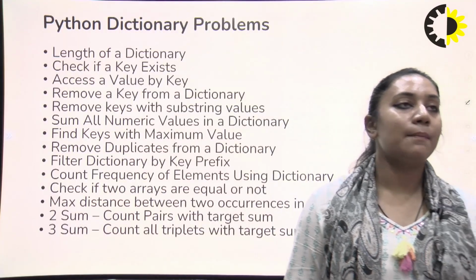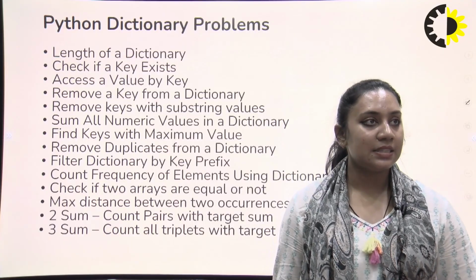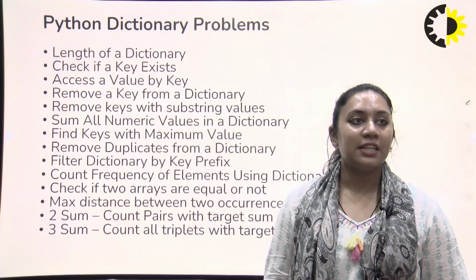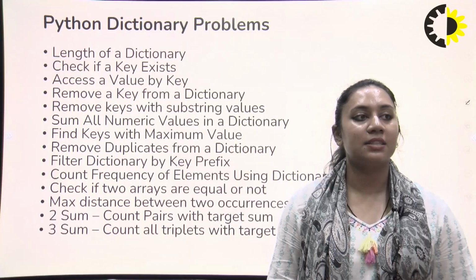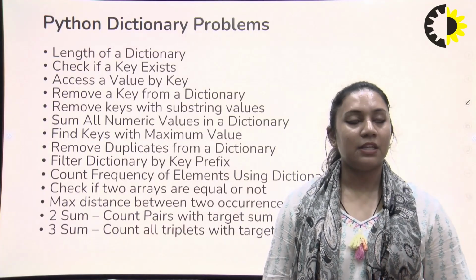Next, a few example programs were there. Length of the dictionary, key exists, accessing the element, remove the key, remove the substring, sum of all numeric values, find the key with maximum value, remove duplicacy, filter the keys, count the frequency, check two arrays, right? All these are examples that can be given in dictionary problems.